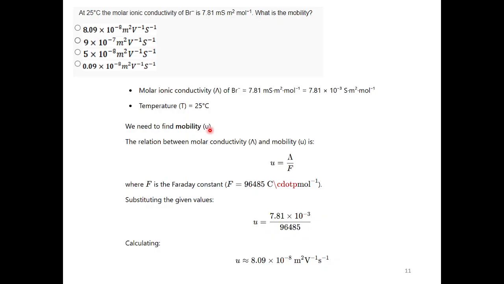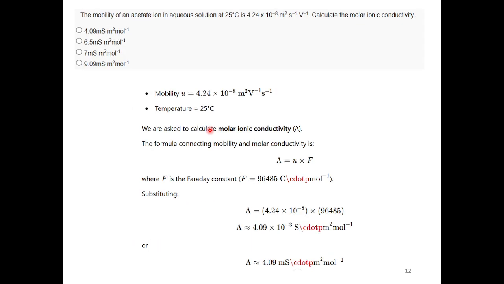So this is called the mobility. Now here we have been given the mobility of an acetate ion in aqueous solution at 25 degrees Celsius, 4.25 into 10 to the minus 8 meter square into second inverse into volt inverse. Calculate the molar ionic conductivity. So you need to calculate the molar ionic conductivity.